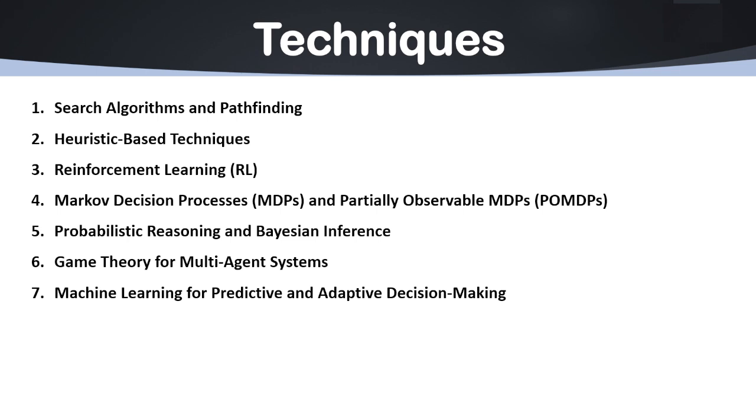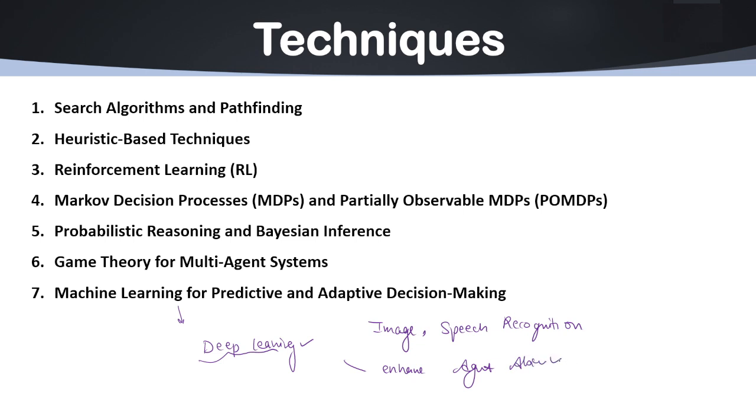The seventh technique we have is machine learning for predictive and adaptive decision making. So we use machine learning techniques in rational agents. Basically under machine learning techniques, the first point is deep learning. These deep learning techniques are used in perceptual tasks such as images and speech recognition. Deep learning can also enhance any rational agent's ability to interpret high dimensional data, informing rational decisions for all the agents, right?